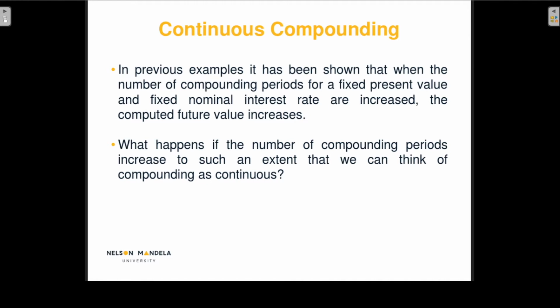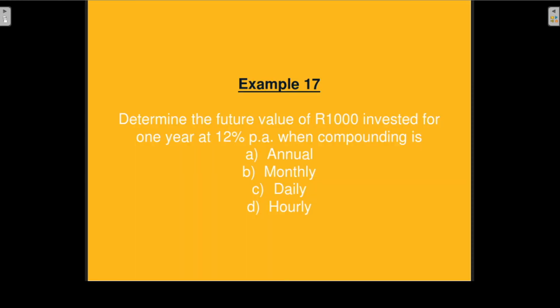So it is reasonable now to ask what happens if the number of compounding periods increase to such an extent that we can think of compounding as continuous. So let's have a look at the following example. Determine the future value of 1,000 rands invested for 1 year at 12% per annum when compounding is annual, monthly, daily, and hourly.